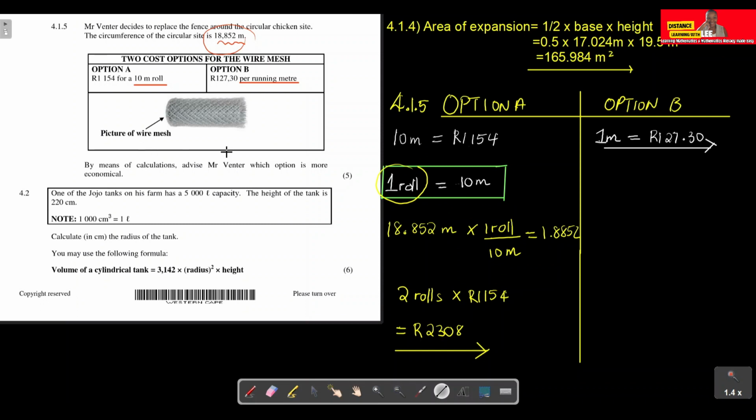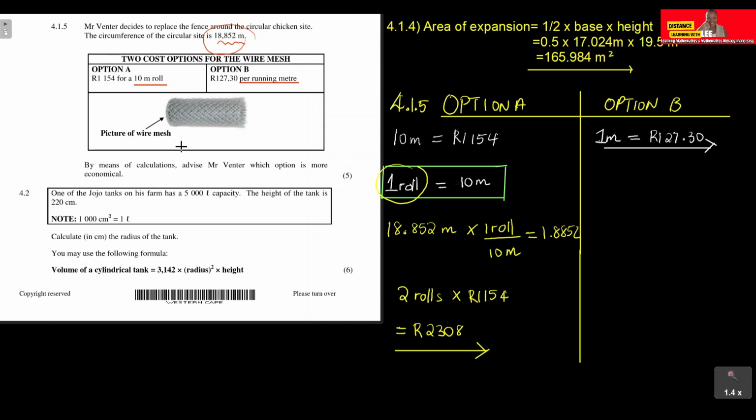Just to reiterate a point here, for option A, they only sell this per roll. So you need to note that 1 roll is equal to 10 meters. If you have a circumference of 18.852 meters, you now need to determine how many rolls of this mesh wire you will need. That is why we multiply by the roll and divide by the meters. The units for your meters will cancel, and whatever value you have will be in rolls. Then just take the 2 rolls that you need and multiply by 1,154, which gives you the conclusion that you'll need 2,308 rand for option A.